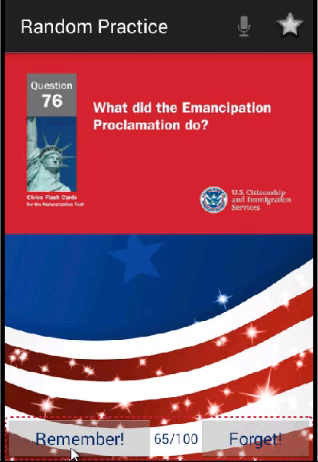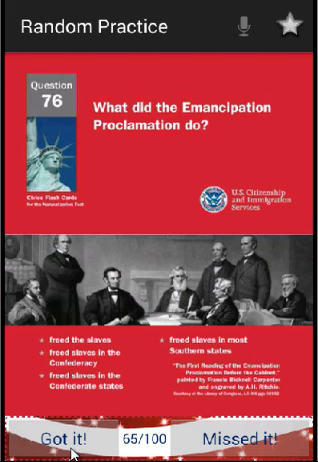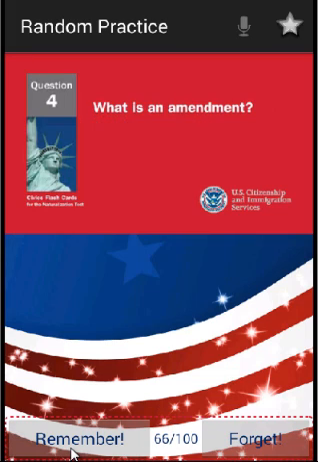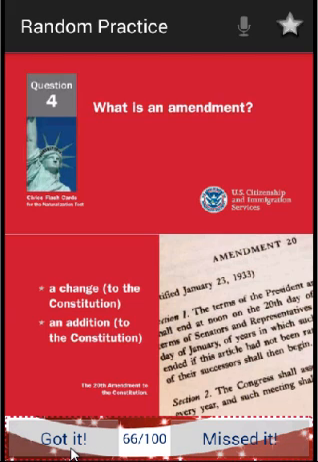What did the Emancipation Proclamation do? Freed the slaves. Freed slaves in the Confederacy. Freed slaves in the Confederate States. Freed slaves in most southern states. What is an amendment? A change to the Constitution. An addition to the Constitution.